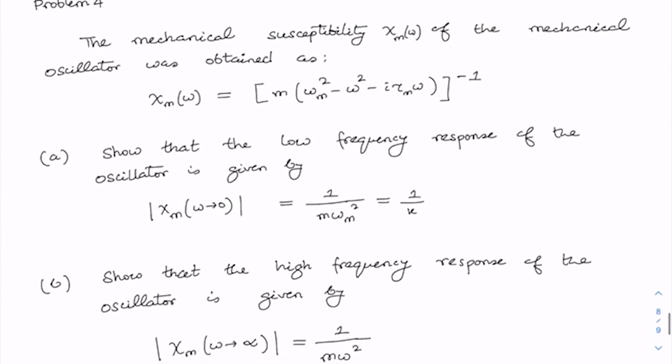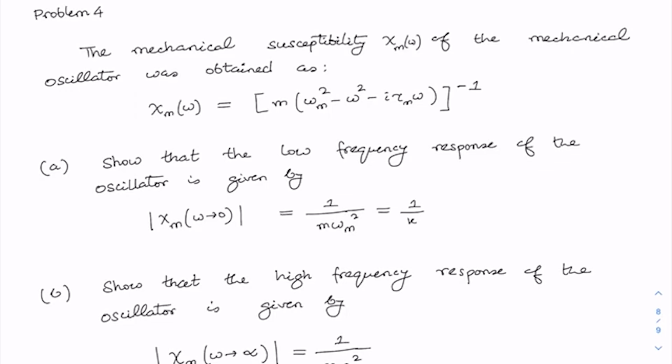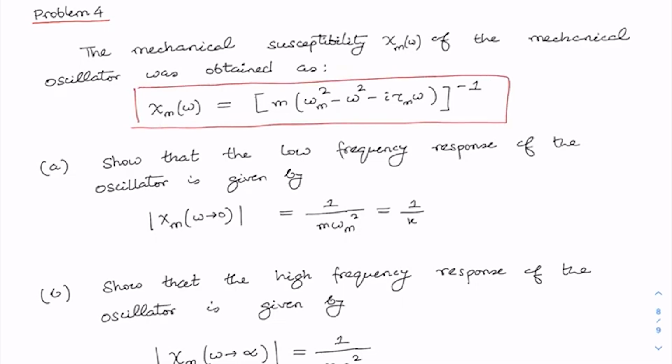Let us now work out this problem. This is a simple problem where our goal is to explore various limits of the mechanical susceptibility. As we have learned in our lecture classes, the mechanical susceptibility of the mechanical harmonic oscillator was obtained as this, where chi m is the mechanical susceptibility, omega m is the resonance frequency of the oscillator, m is the mass, and gamma m is the dissipation rate.